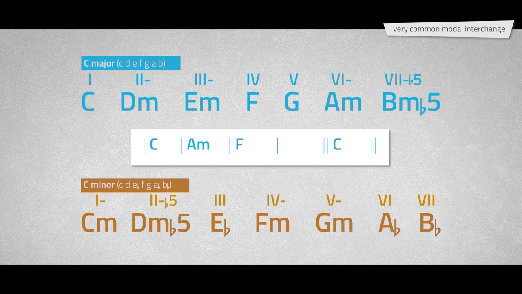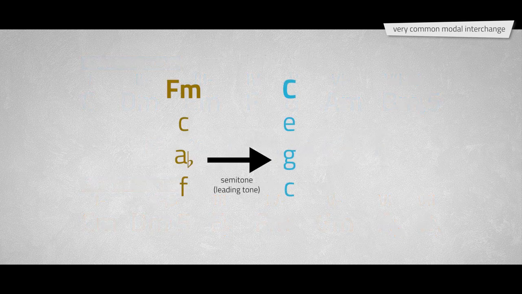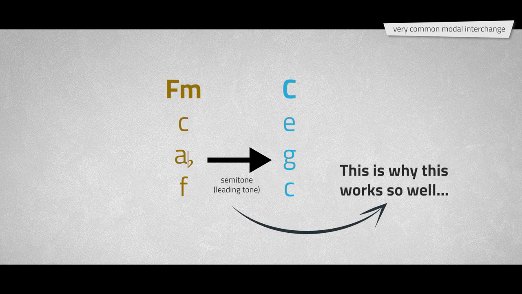So what we did was borrowing a chord from a parallel minor key and inserted that chord into our major progression. In other words, we have mixed the Ionian mode, which is the same as the major scale, with the Aeolian mode, which is the same as the natural minor scale. The A flat in the F minor chord creates a leading tone to the note G in the C major chord. And so we have created a modal interchange, an interchange between the major Ionian and the minor Aeolian mode.